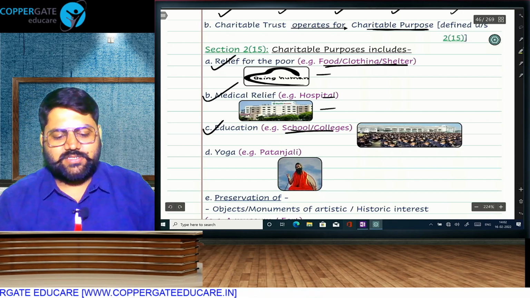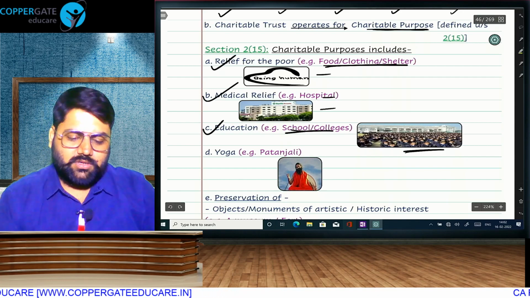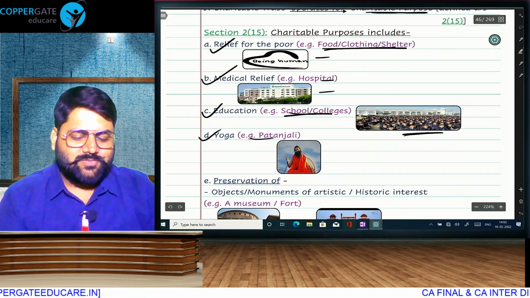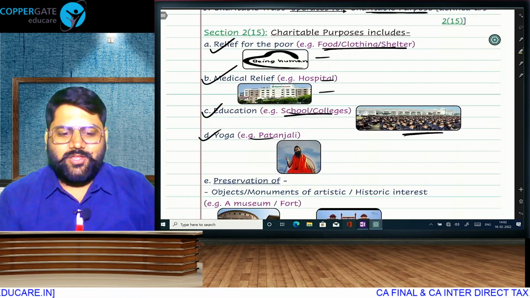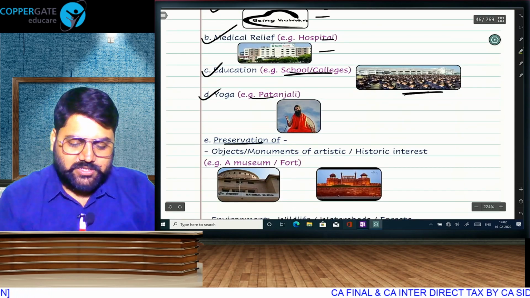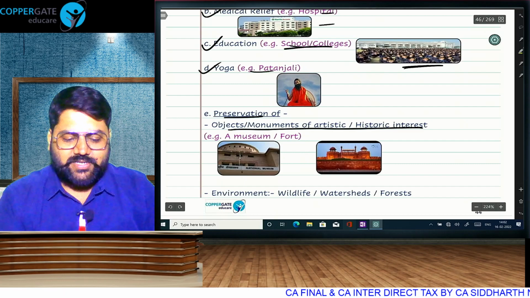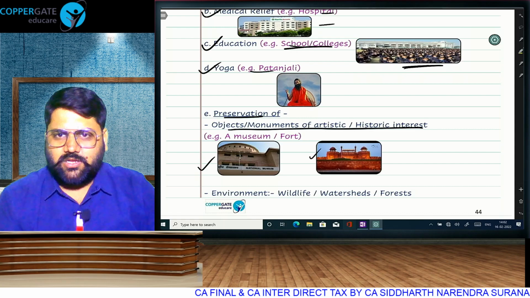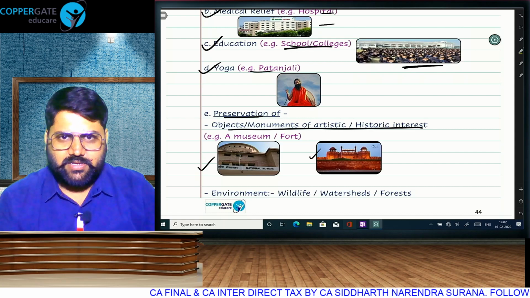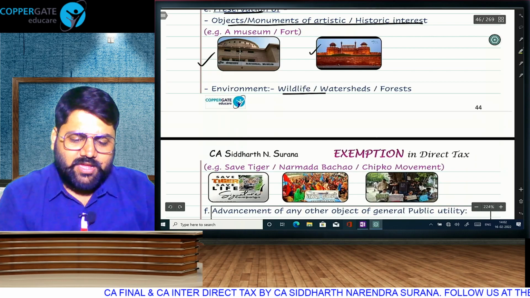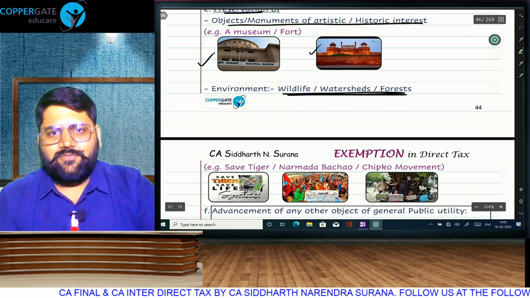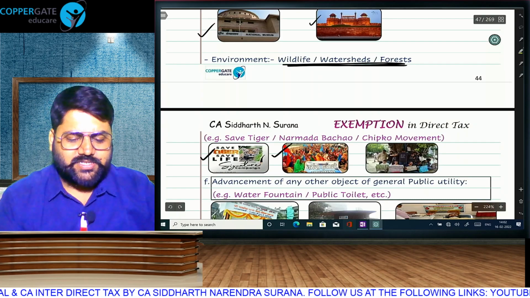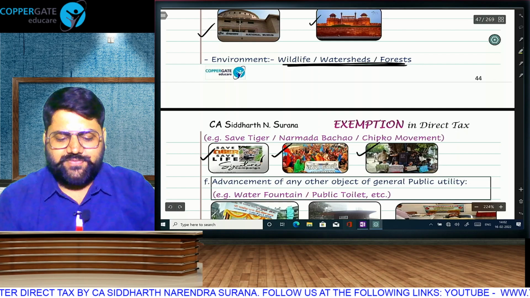Next, schools and colleges. Education. So we have school kids here, last 2 years they didn't go, but now they are all going. Yoga. Only one gentleman comes to our mind when we talk about the term yoga. Preservation of two things. Which two things? Objects and monuments of artistic or historic interest. So whether it is a museum, whether it is a fort, this is the Red Fort. Or preservation of the environment, where environment will include wildlife, watersheds and forest. For wildlife, we have the example of Save the Tiger. For watersheds, we have the Narmada Bachao. For forest, we have the Chipko movement.